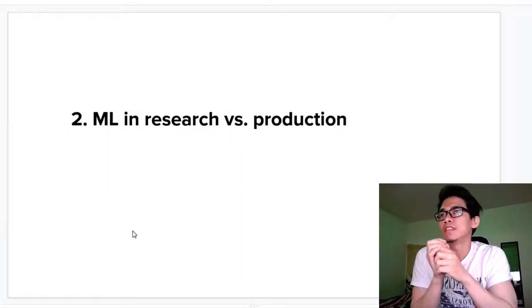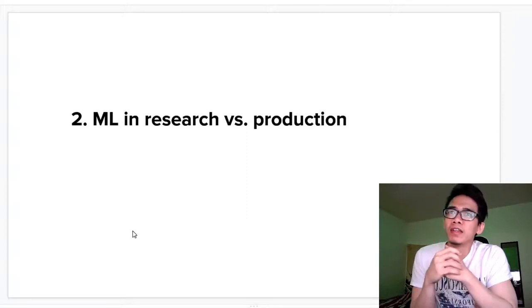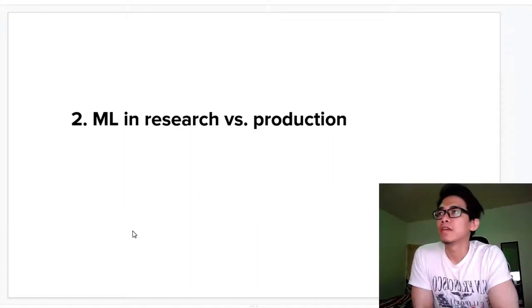This course is designed to be especially useful for two types of people. I think the first one is whoever has machine learning experience in research and wants to translate to the industry, so they want to find out what the difference is between machine learning in production compared to machine learning in research. The second type of people are engineers from the traditional software engineering background who want to transition to a machine learning engineering field.